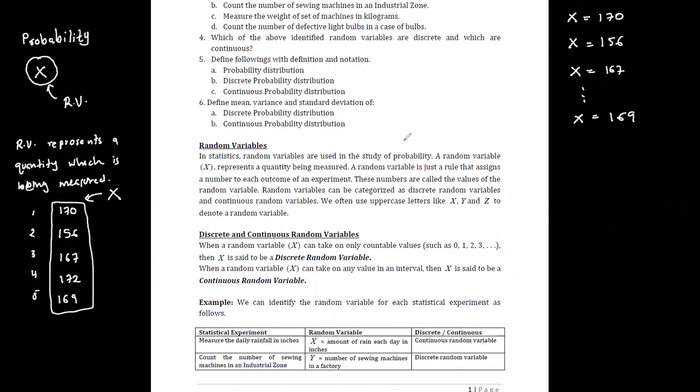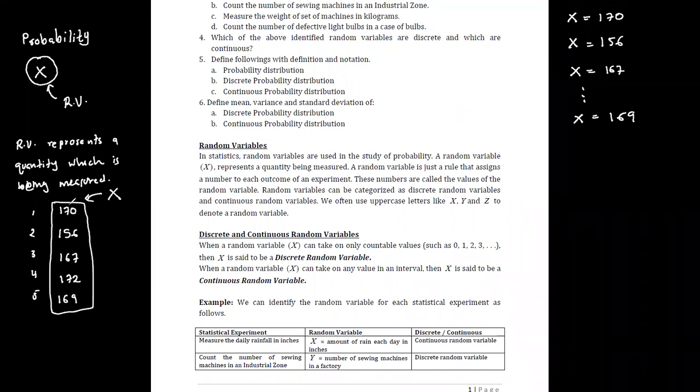And when we are having an experiment, we can define this as a rule. If we are having a rule which assigns a number to each outcome of an experiment, again we can call such a situation a random variable as well. Therefore, we can say a random variable is just a rule that assigns a number to each outcome of an experiment. Here we have done the same thing.